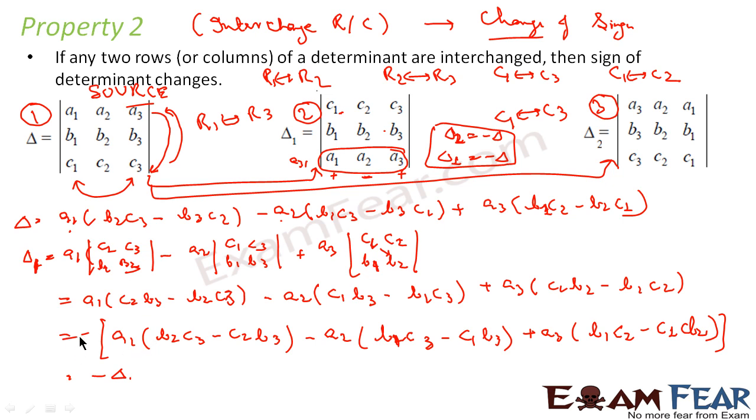Because whatever is inside the minus is exactly equal, exactly the same. I can show you: A1 into B2 C3 minus B3 C2 is exactly the same, minus A2 into B1 C3 minus B3 C1, and A3 into B1 C2 minus B2 C1, exactly the same. Similarly, you can do the same thing for this one. Once you have performed a column operation, you get this determinant, you find the determinant of this, and then you will see that it is also equal to minus of the original.